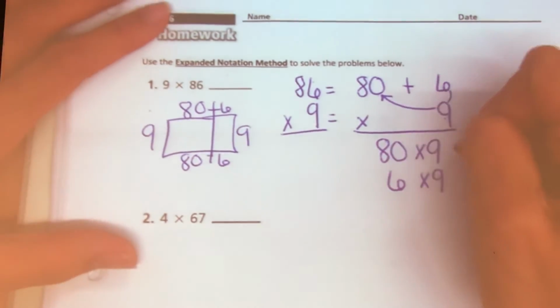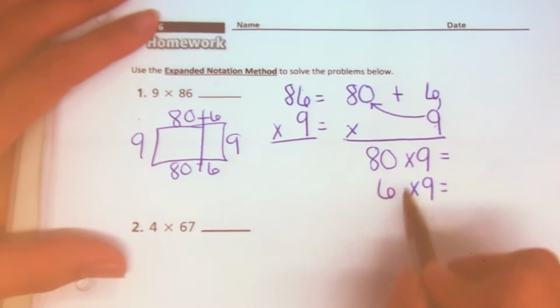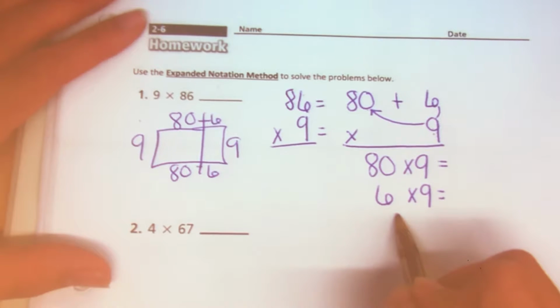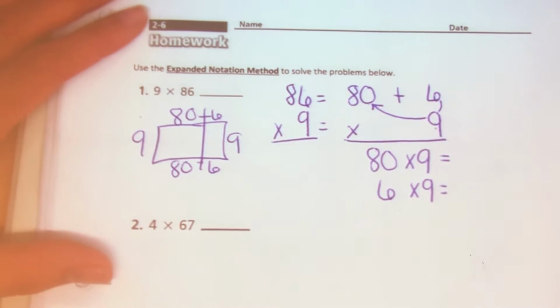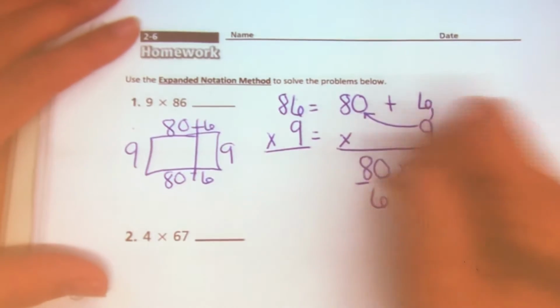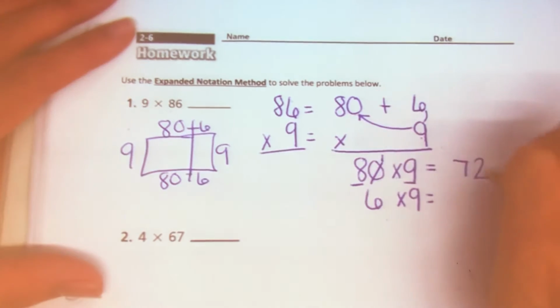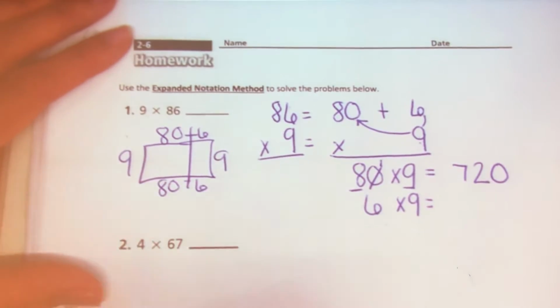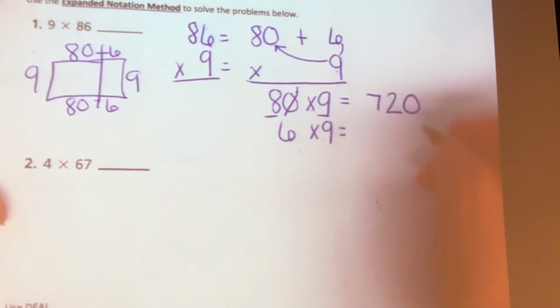What I love about this method is once I find the answers to my tens product and my ones product, I'm able to have them stacked and add them right away. Watch how I do this. 8 times 9 is 72. With my 10, don't forget those zeros. 6 times 9 is 54, and watch how I stack this so I don't have to rewrite it.